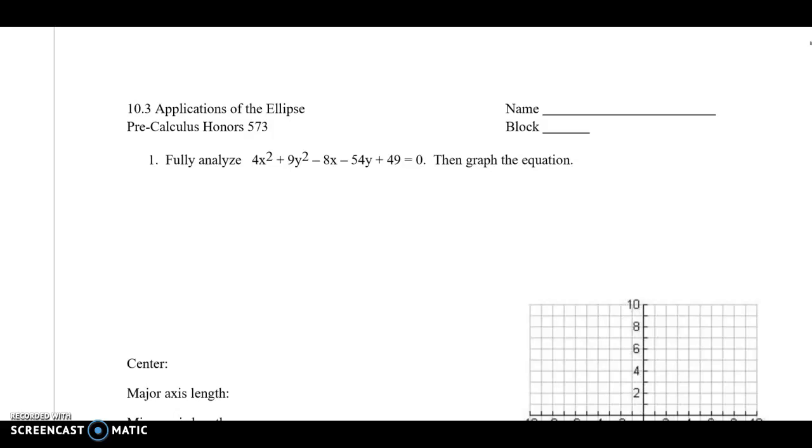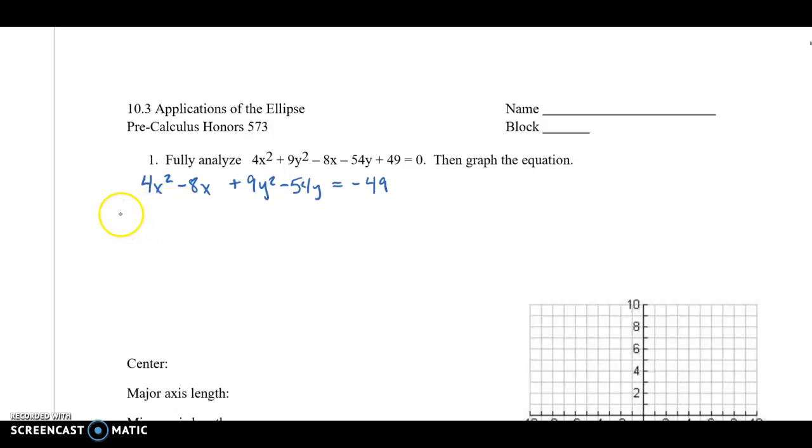So we're going to do some completing the square, and as usual, I'm going to bring my x terms together. So 4x squared minus 8x. I'm going to get my 9y squared minus 54y. And then I'm also going to bring the 49 over to the right side and make that negative 49. All right, so now it's time to complete the square.